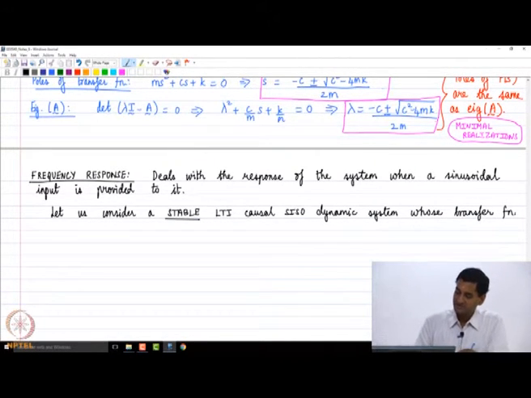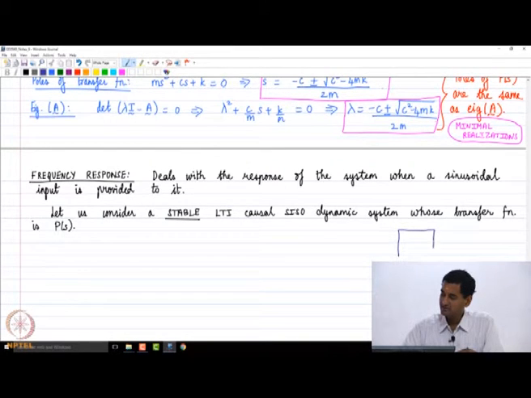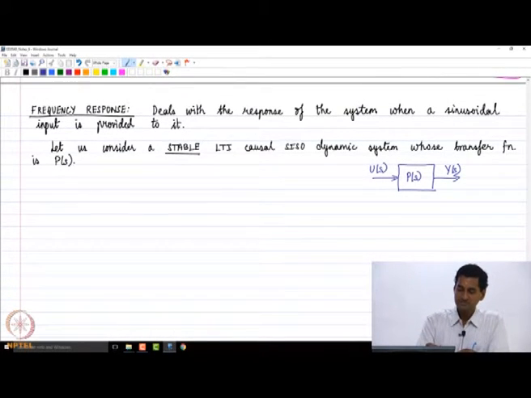Okay. So, let us say we consider a plant or a system with a transfer function P of s. So, what do we have? So, we have the system transfer function to be P of s. So, we provide an input u whose Laplace transform is U of s, and we get an output y, whose Laplace transform is Y of s, right. So, immediately we know that Y of s is going to be equal to P of s times U of s. Okay.